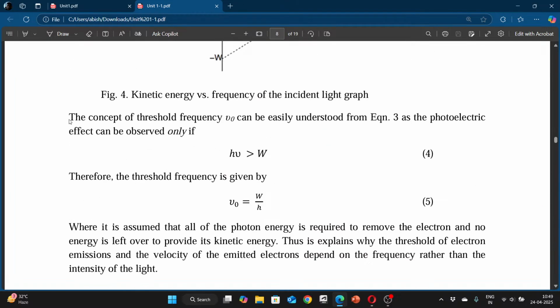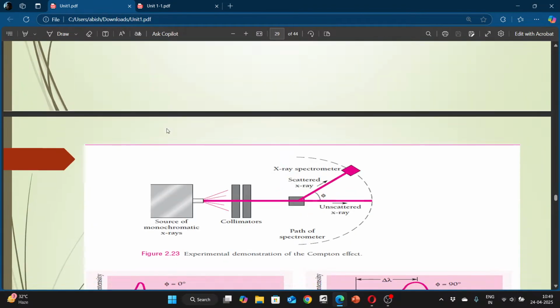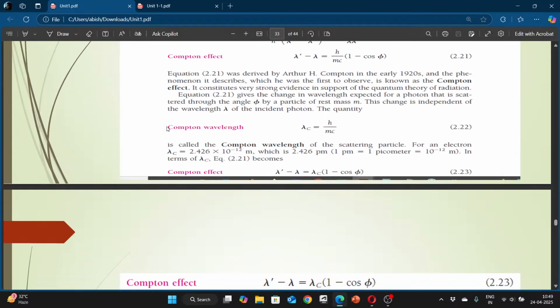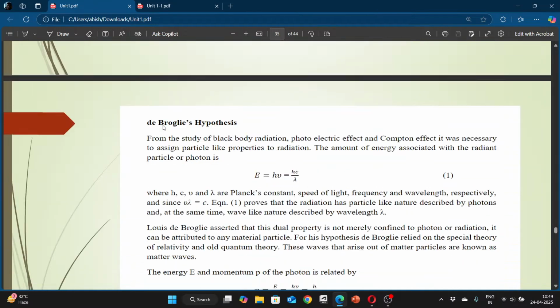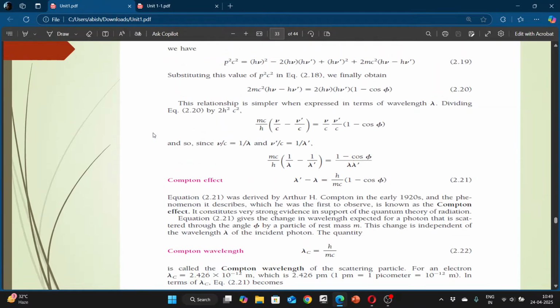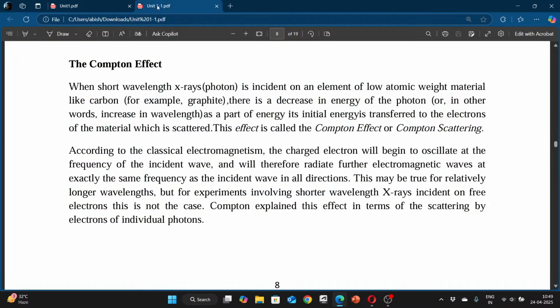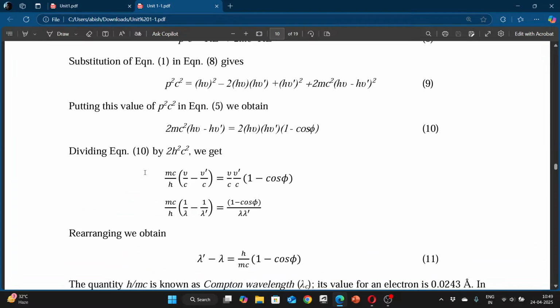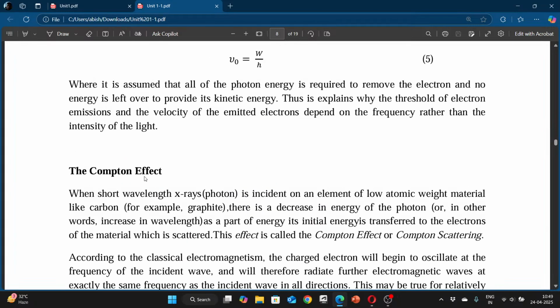Compton effect. First, we'll read through this. This is a new thing. So Compton, we read that through from the PPT, and then we'll go into the notes. So let's do that.